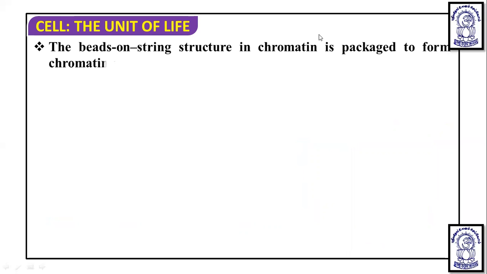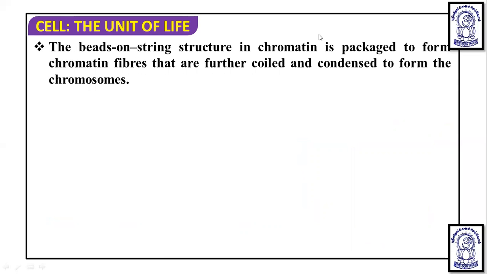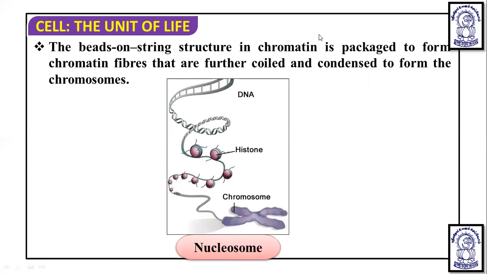Now, the beads on a string. When several nucleosomes are formed in the chromatin region, they appear like beads on a string structure in chromatin. It is packaged to form a chromatin fiber that is further coiled and condensed to form a chromosome. So chromatin is further coiled to form a chromosome. This is one of the important proteins. If we take DNA, then DNA condenses and coils around histone and forms one nucleosome. This is one nucleosome, this is another nucleosome, this is another nucleosome. Then when it coils further, it will form chromatin. When chromatin gets condensed, it forms a chromosome. Such things are seen here.